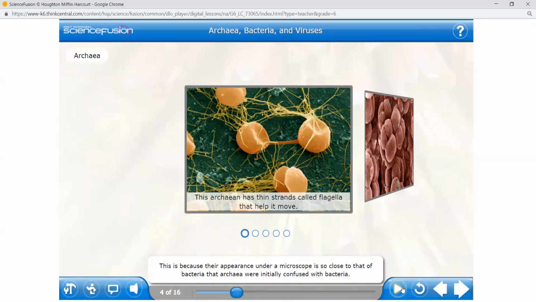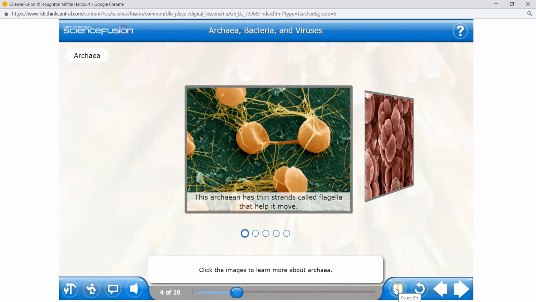Now here they ask, what is archaea? They have thin strands. Do you see here? What is flagella? Flagella is a hair-like structure that allows them to move. Even bacteria have some hair-like structures which allow them to move. So this archaean has 10 thread-like strands called flagella that help it to move. Archaea were initially confused with bacteria. Click the images to learn more about archaea.